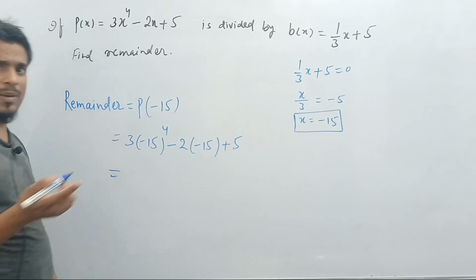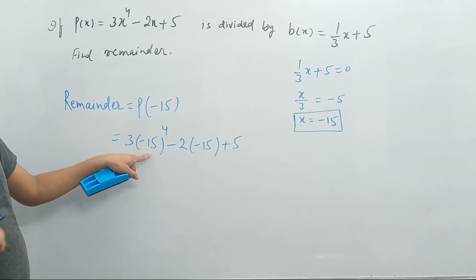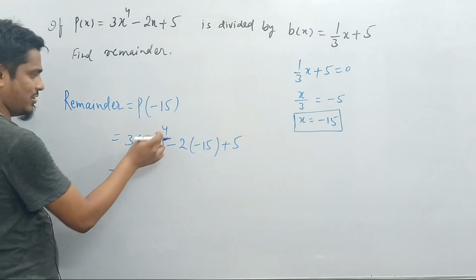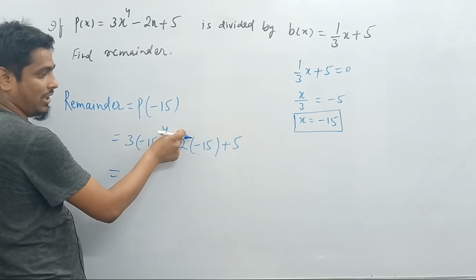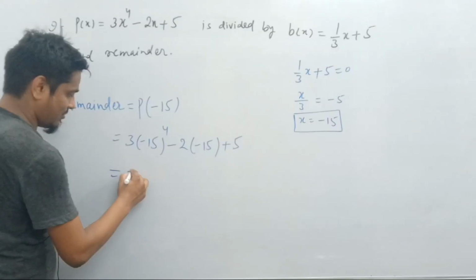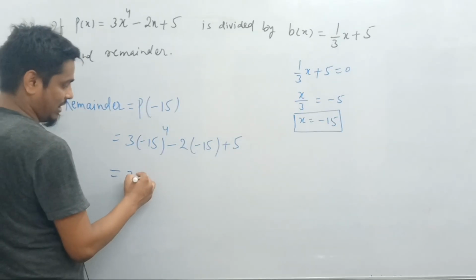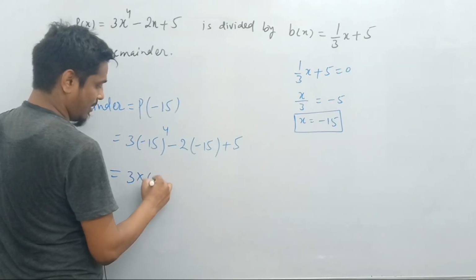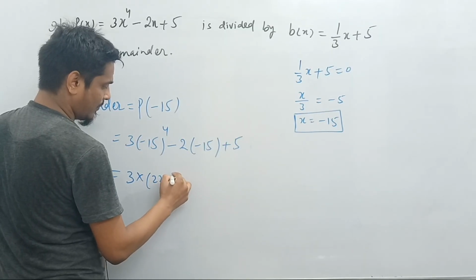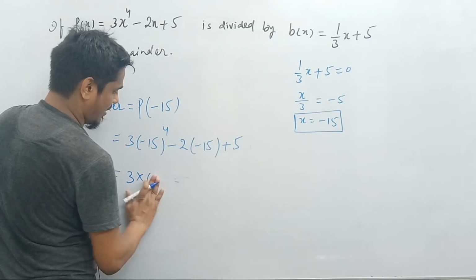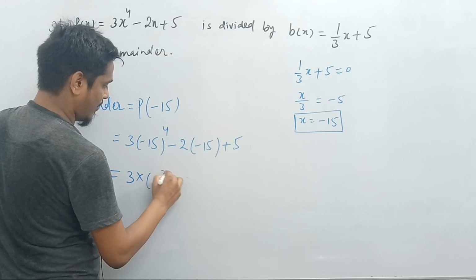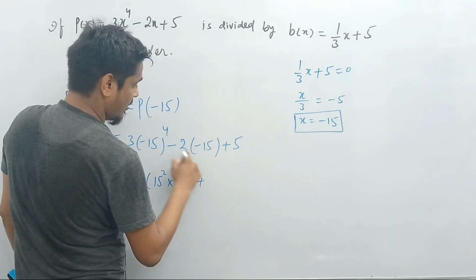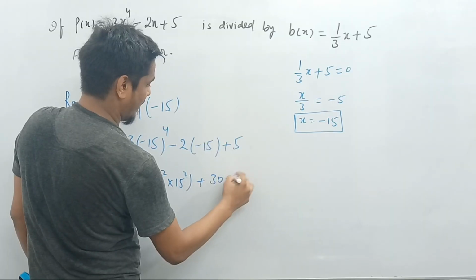As you can remember, the square of 15 is 225, right? First of all, the power is even, which means this will be positive. So I'm just writing it as 3 times 15 to the power 2 into 15 to the power 2, which is 225 times 225, and then the negative becomes positive: 2 times 15 is 30, plus 5.